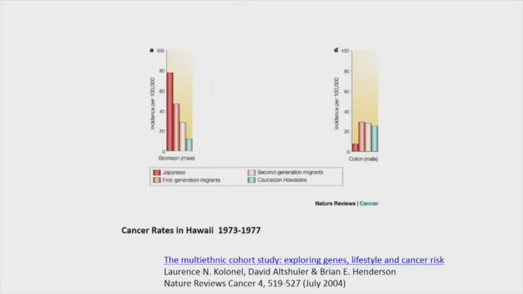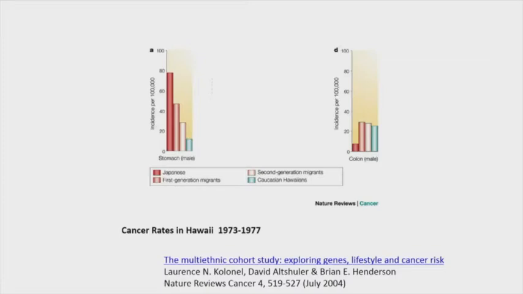Because migrants from a high incidence country to a low incidence country within 1 or 2 generations adopt the incidence rates of the new country. They bring their genes with them, but they experience rapid changes in incidence. So over here, these are Japanese rates, first and second generation Japanese in Hawaii, and European ancestry residents of Hawaii, and within 2 generations, a very rapid reduction in stomach cancer incidence.